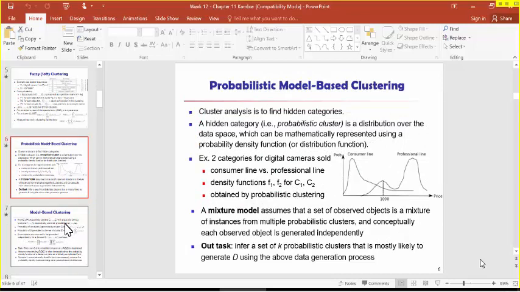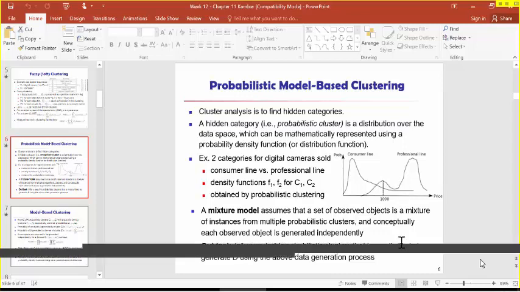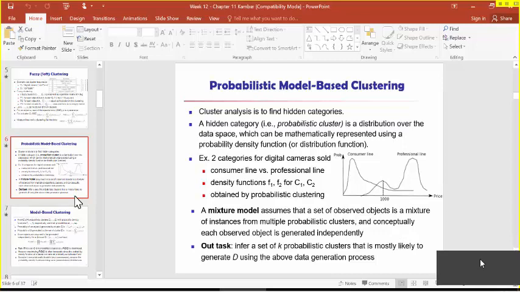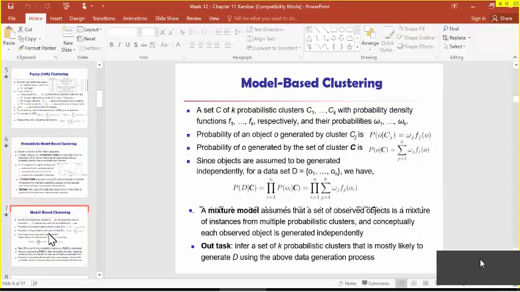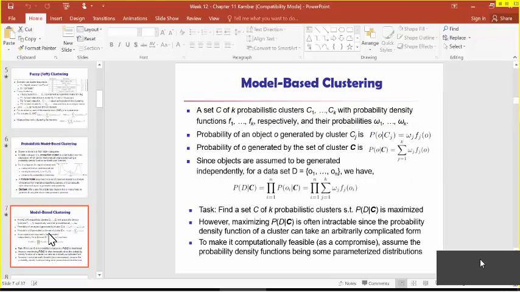So it's a mixture model which assumes that a set of observed objects is a mixture of instances from multiple probabilistic clusters, and conceptually each observed data object is generated independently. Now our task is to infer a set of k probabilistic clusters that is most likely to generate D using the above generation diagram. So a set C of k probabilistic clusters with probability functions f1 to fk has probabilities omega 1 to omega k. The probability is given by the following equation, as you can see in the slides.